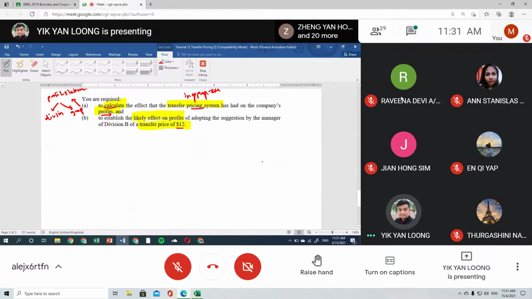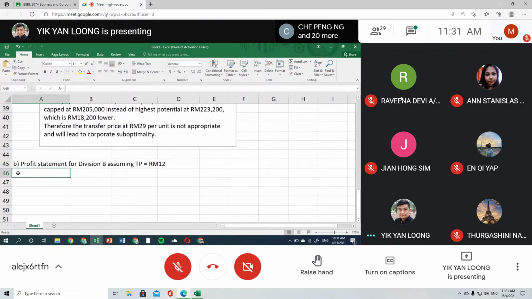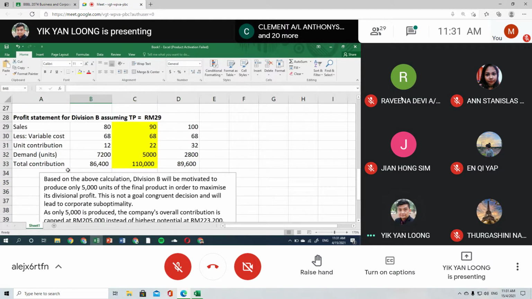So what we do here is look at division B, and see whether the transfer at 12 will make division B more willing to produce. So in part B, we will need to prepare again the profit statement for division B, assuming transfer price is set at 12 ringgit. So now our transfer will be set at 12 ringgit. Now, this one will be the same. I'll just copy here.